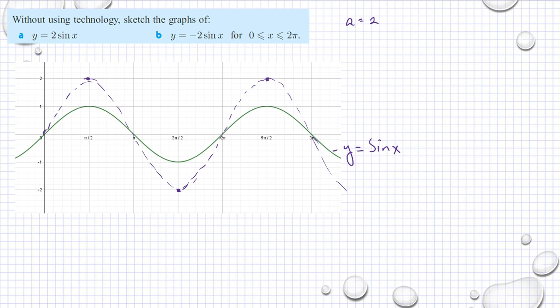We have our amplitude is still 2, because the absolute value of a is 2. But if we're going to put the graph here, it will look different, because instead of the first maximum point being 2, now we have a minimum point. Not value, minimum point. Here is our maximum point instead.